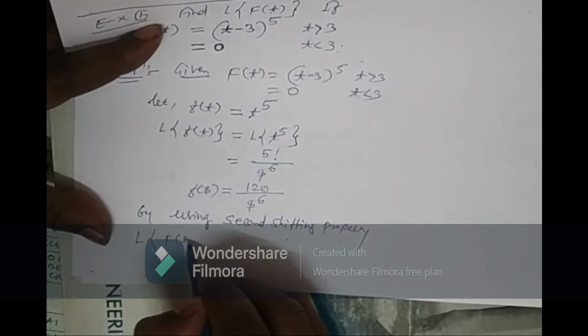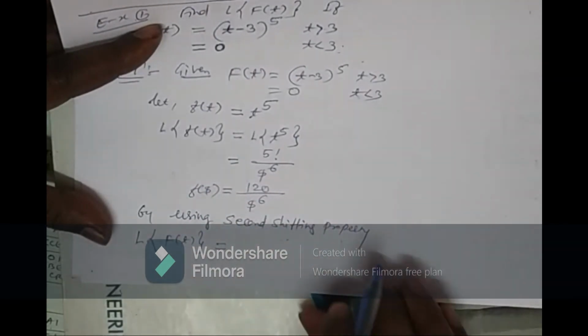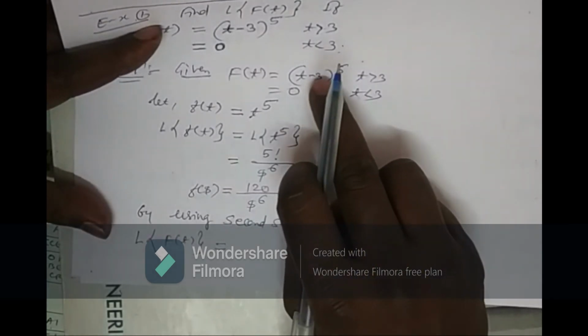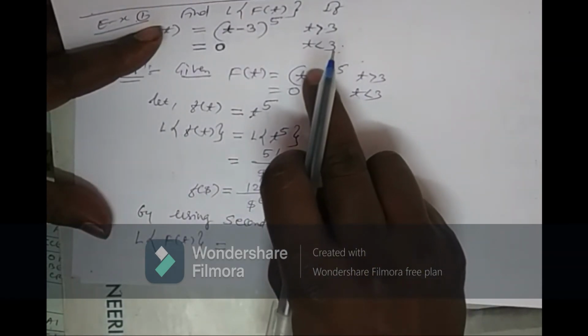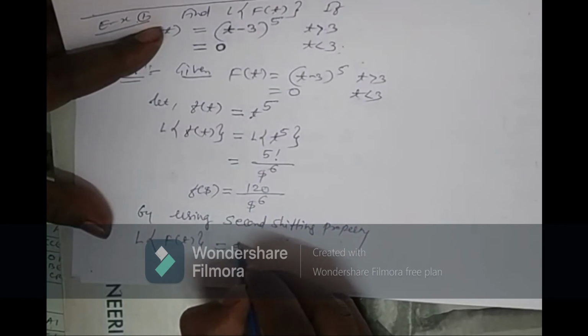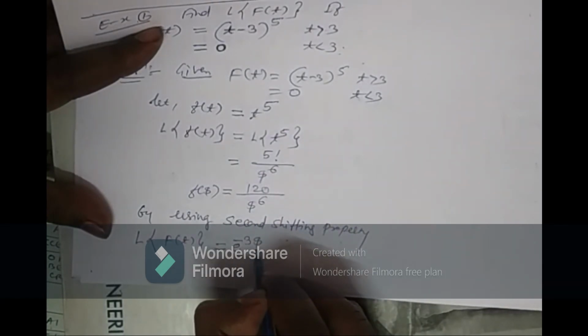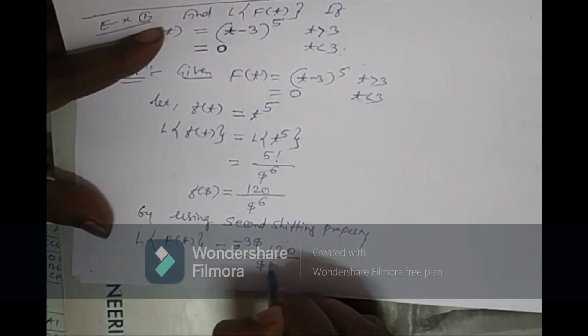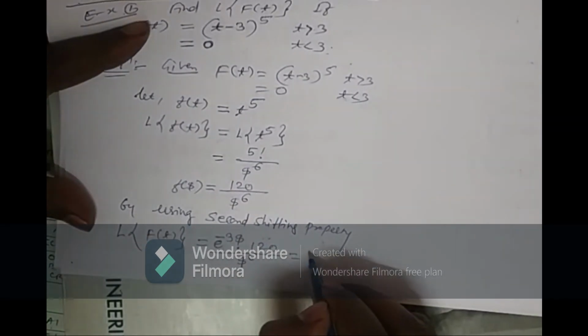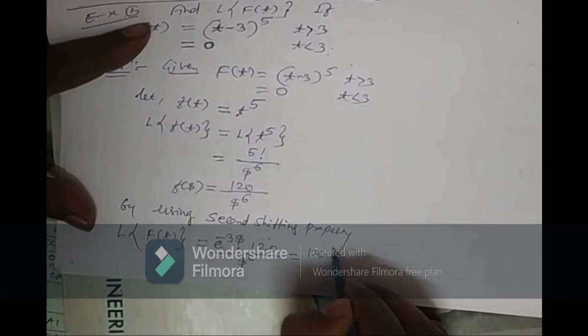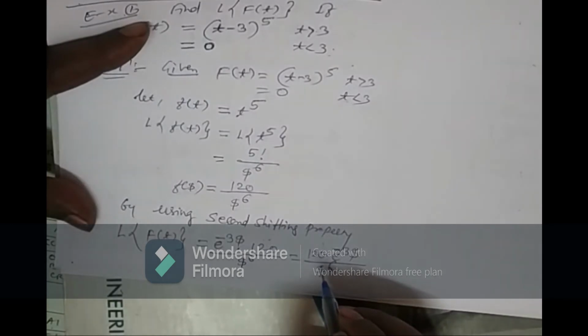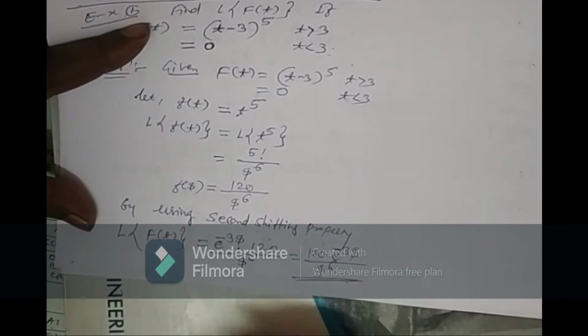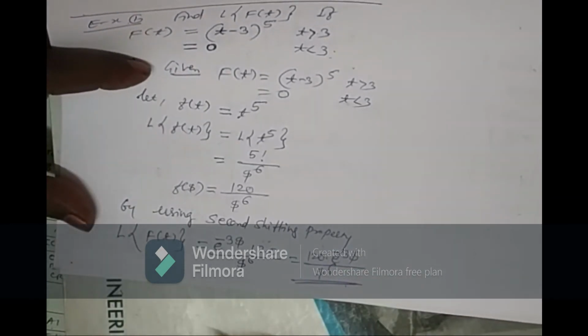Laplace transform of capital F of t is equal to, what we have to do, just what we hid previously, that is minus 3. So here e raised to minus 3s into F of s. What is F of s? 120 divided by s raised to 6. So this is your answer: 120 into e raised to minus 3s divided by s raised to 6. This is your answer. Okay, so this is so easy.